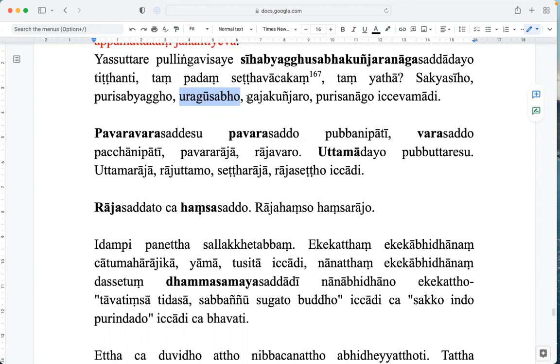So how to translate this Gajah Gonjaro, just focusing on the two member words? Gajah also elephant, Gonjara also elephant. Maybe we may say baby elephant and mother elephant or something, and we may misunderstand. You see? And uraga and usabo also, maybe snake and ox, maybe we translate in this way.